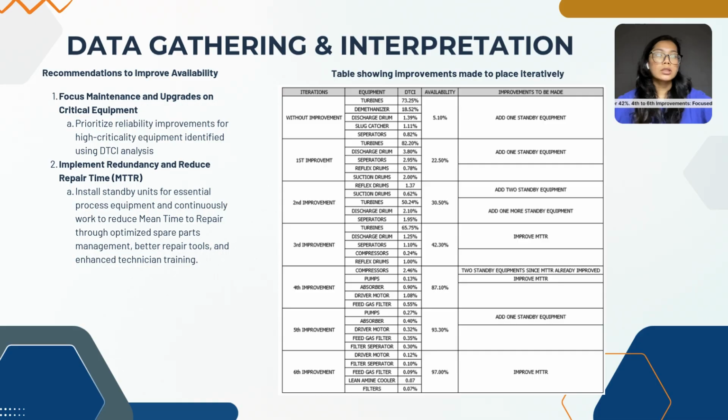For the fourth to sixth improvement, we focused on lower criticality equipment, pumps, absorber, motors, and filters, by adding standby units and optimizing repair times, culminating in a final availability of 97%. This stepwise approach allowed us to systematically address the highest impact areas first and then refine improvements on less critical equipment.